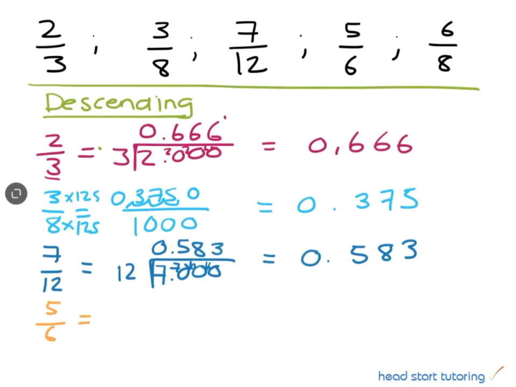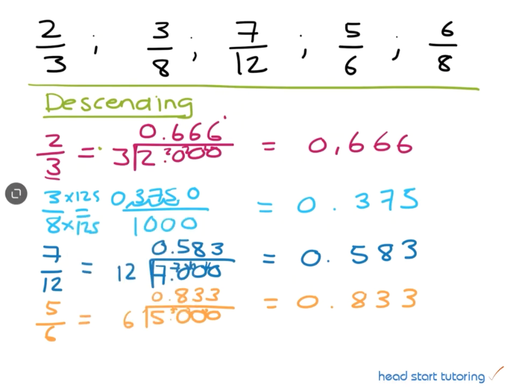Right, so let's have a look at our 5/6. 5 over 6. And again, we're going to put our 5 inside our division house and divide it by 6. 6 into 5 goes 0 times, bring up our decimal point, and we've got 5 left over. 6 into 50 goes 8 times, because 8 times 6 is 48. We've got 2 left over. 6 into 20 goes 3 times. 3 times 6 is 18. The difference between 18 and 20 is 2. 6 into 20 again goes 3 times, and there we've got our 3 decimal places. So that's 0.833.